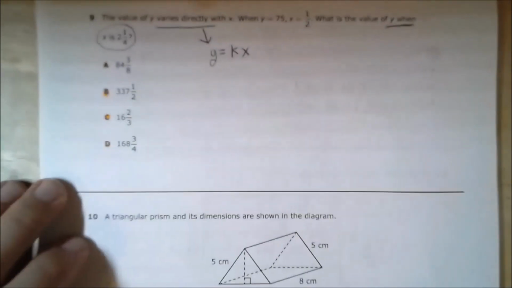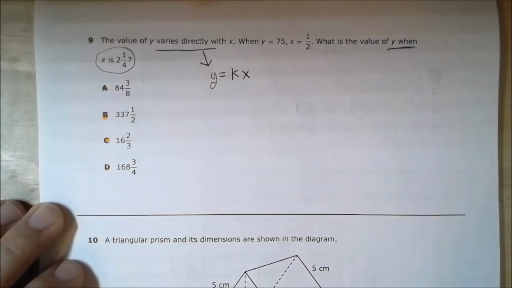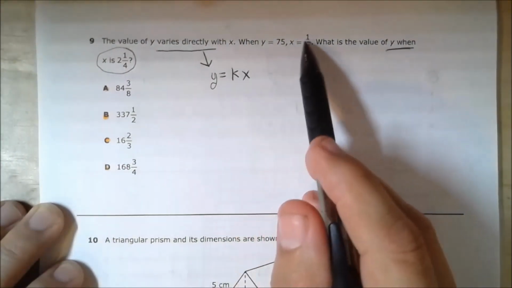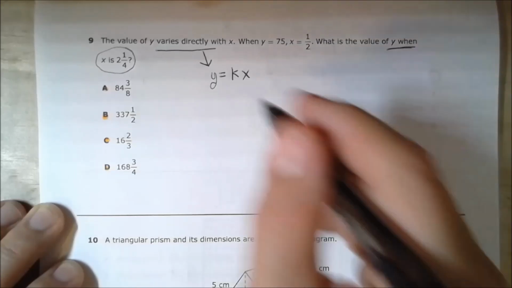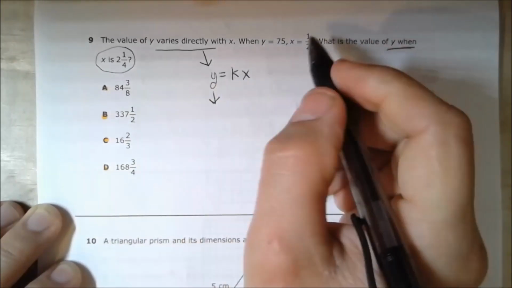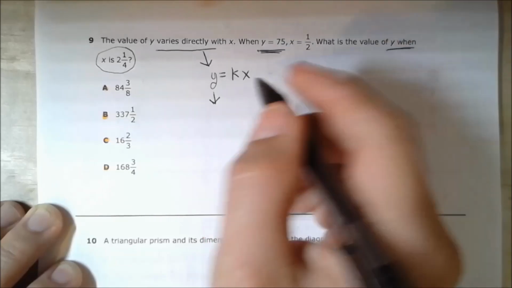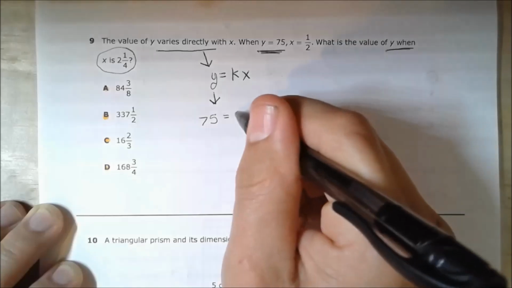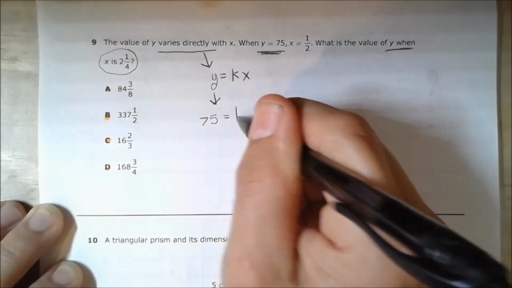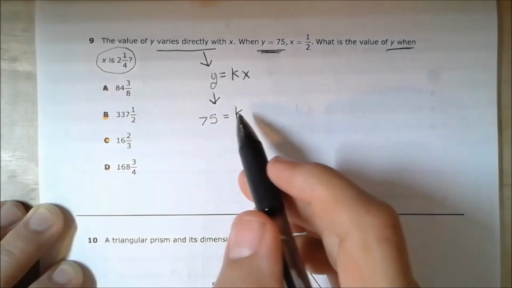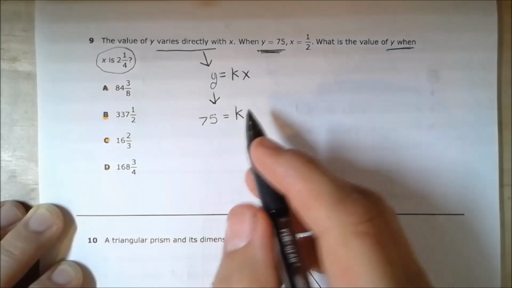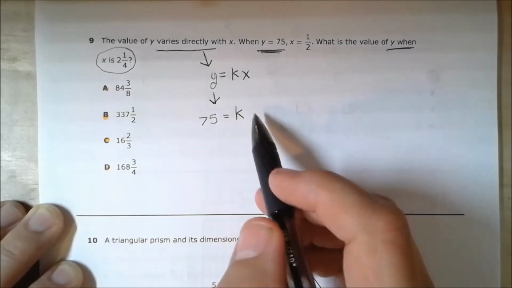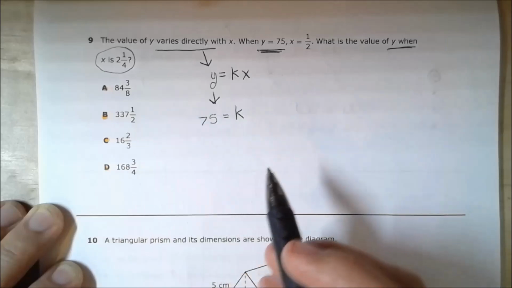In order to find that, we first need to find our equation. They're giving us some key information. They told us that initially when y was 75, x was 1/2. So let's take a look at what we know. We can plug in for y, 75 is equal to k, which is our slope. That's going to be our constant of proportionality. We need to find what k is, because k is going to help us create this equation so we can solve for that answer.